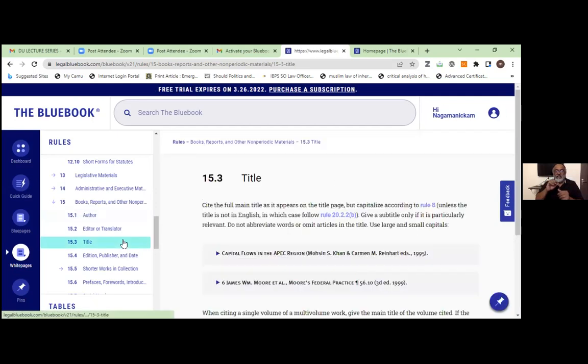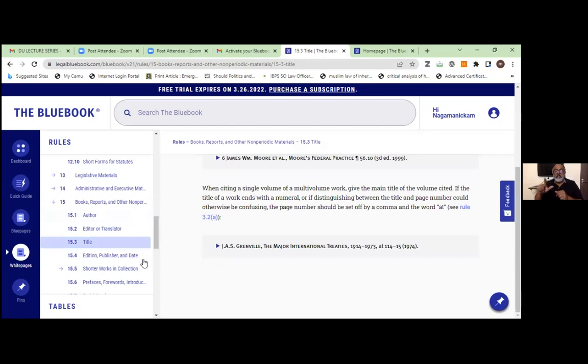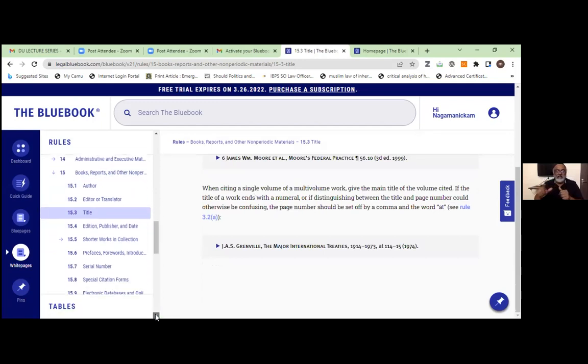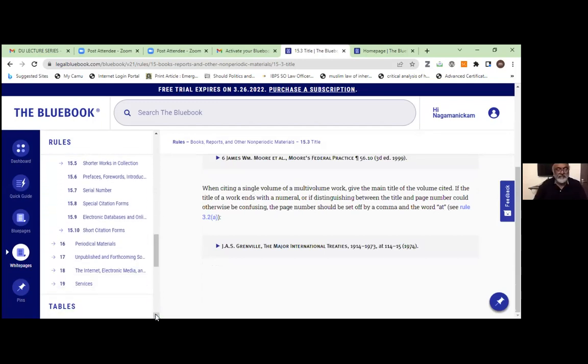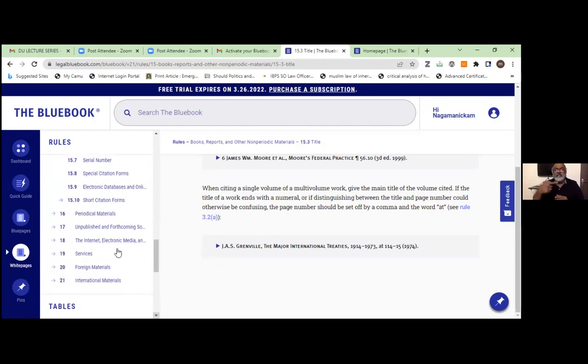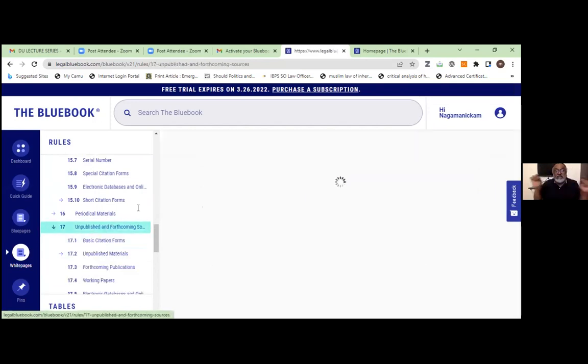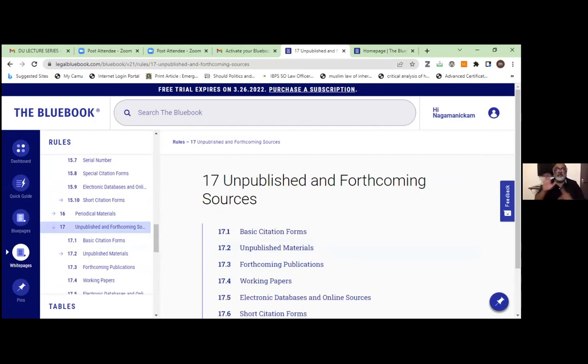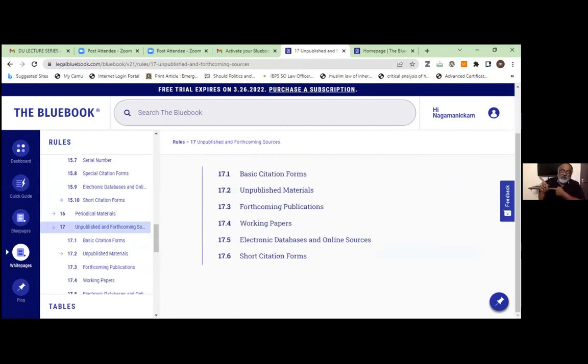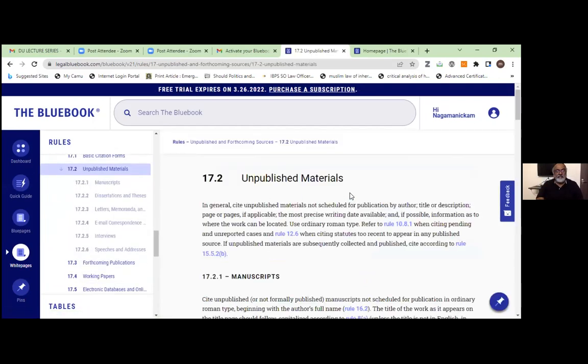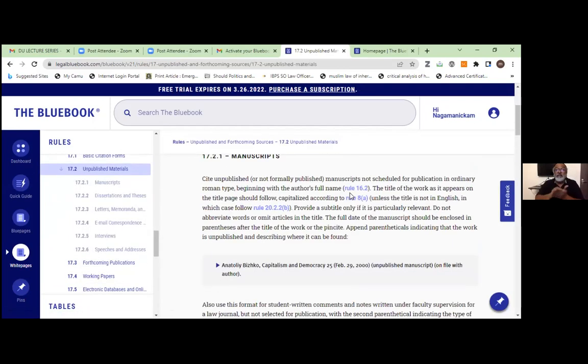Next. So yeah, this is also explained here. Okay. So this is not completed right now. Let's go to unpublished and forthcoming, that is the working papers.